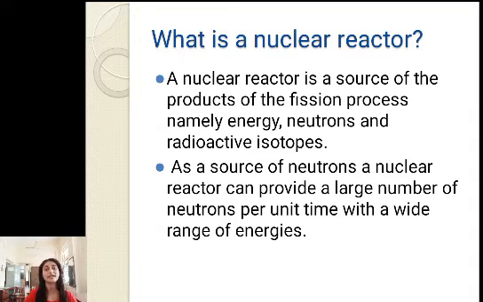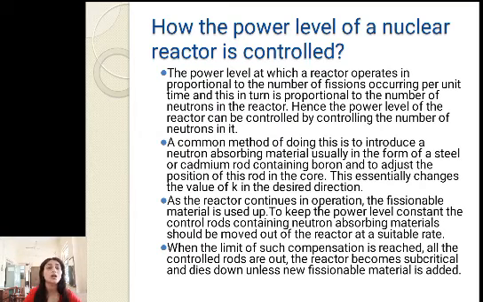So in a nuclear reactor we get a large number of neutrons per unit time, and with a wide range of energies. Now, how is the power level of a nuclear reactor controlled? Because we have to control it, otherwise the chain reaction itself is uncontrollable.